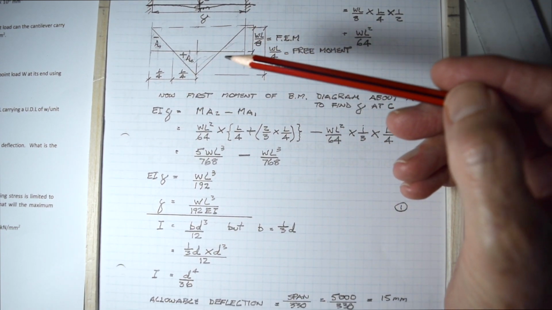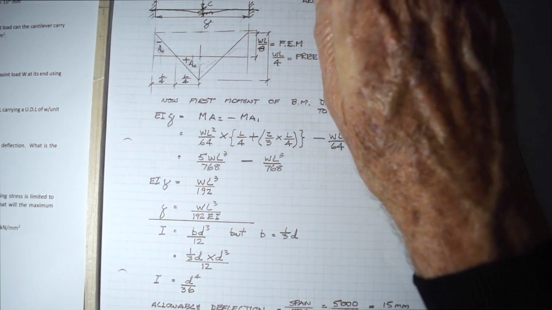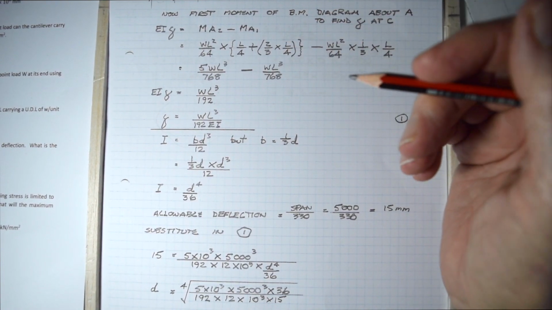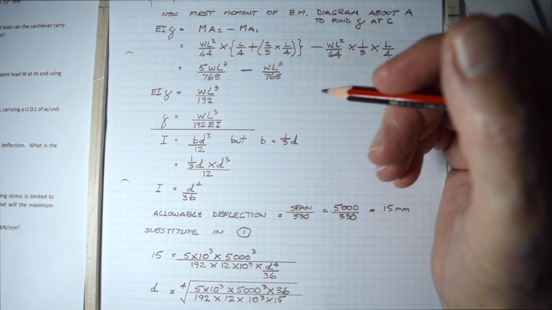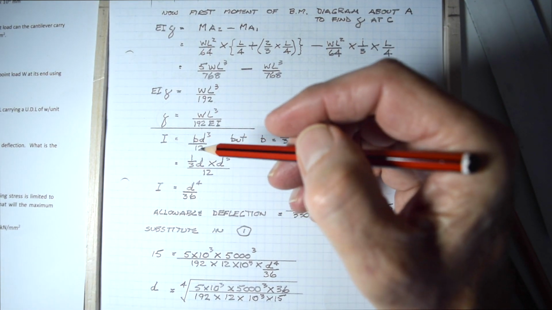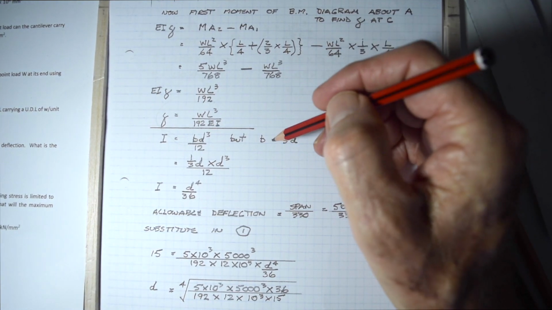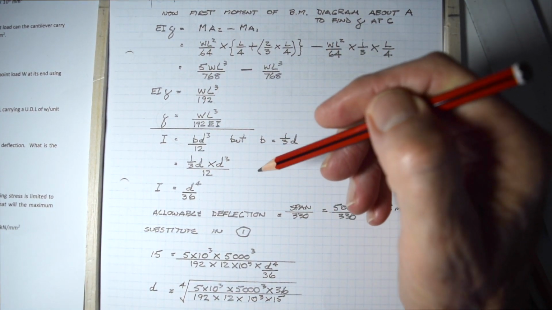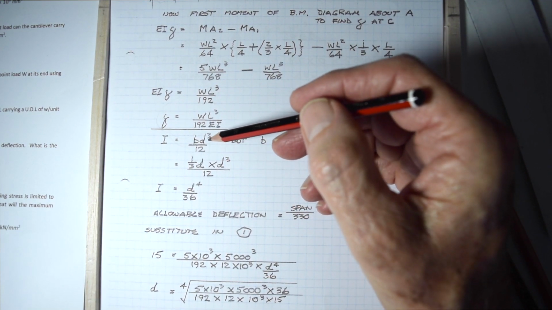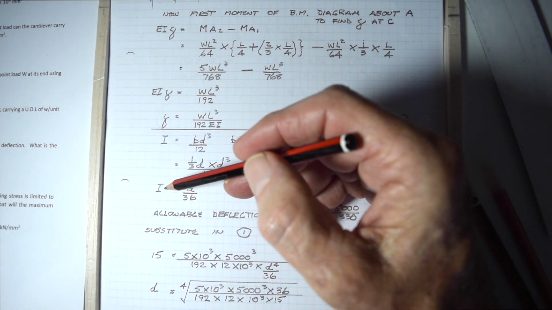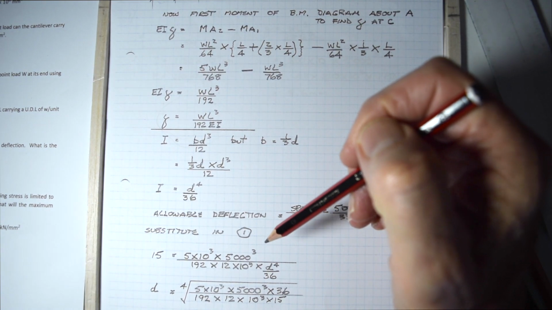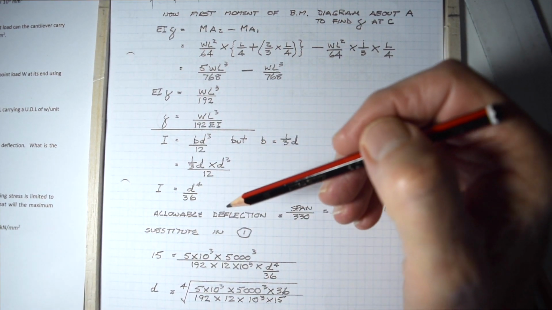So pressing on now, because we've got more work to do on this, we work out the moment of inertia in terms of D. We don't know what D is, but we do know that the breadth of the beam is 1/3 of the depth. So we can call the breadth 1/3 D times D cubed over 12, which leaves us with an inertia of D to the 4th divided by 36. We don't know what D is. That's what we're looking for.